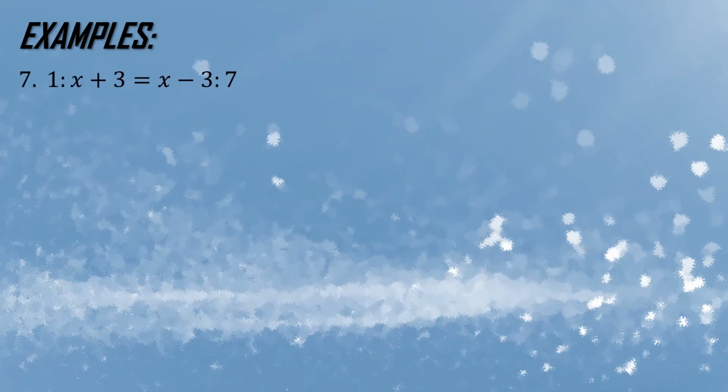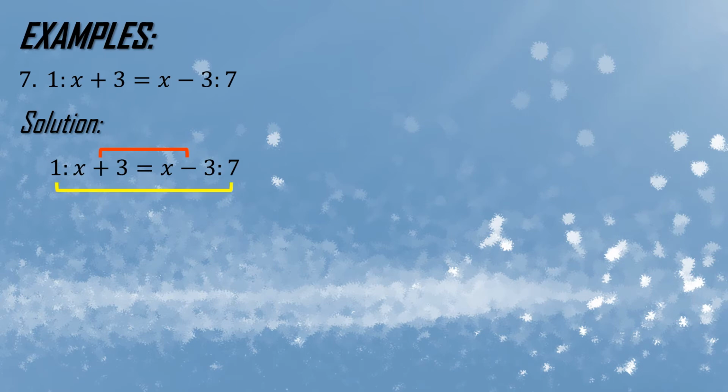So, seventh example, we have 1 is to x plus 3 equals x minus 3 is to 7. So, let us now have the solution. So, ang means ay ang x plus 3 at x minus 3. At ang extremes naman ay ang 1 at 7. So, kung mapapansin nyo, ang variable x ay may kasama ng constant which is 3 and dito naman is 3 also pero subtraction siya at dito naman ay addition.